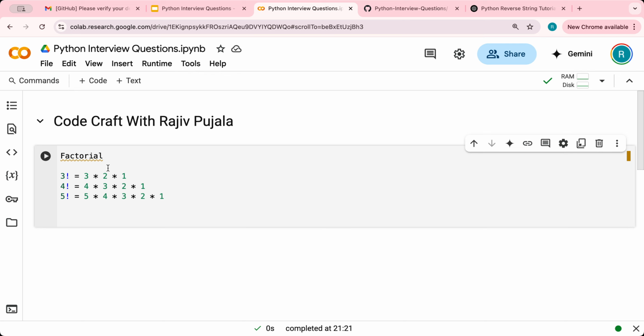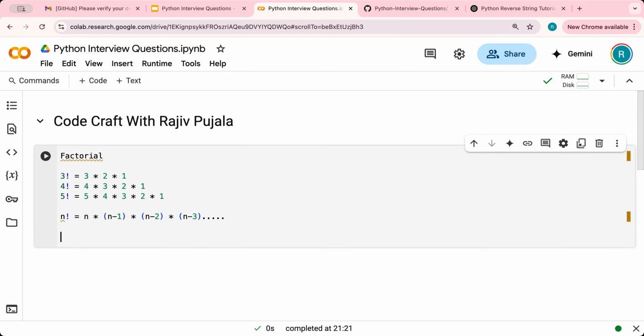So what exactly is a factorial? If they ask you for the factorial of n, it's going to be n into n minus 1, and this n minus 1 we have to repeat, into n minus 3, until it goes down to 1.